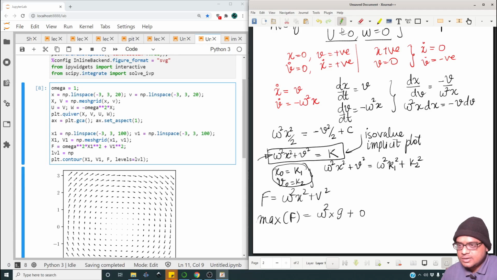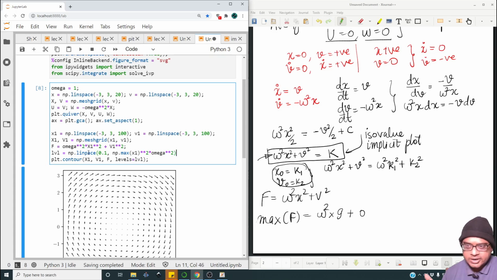So let us take levels, so LVL varying from 0.1 to 9. Let me not hard code that 9. So let me just say np.max of x1 squared times omega squared. So I have not hard coded anything, because if I change the domain, I should still be able to plot the good ISO levels. Better to minimize hard coding. All right, so let us run this.